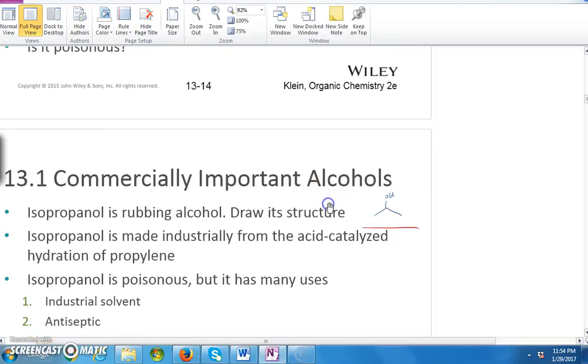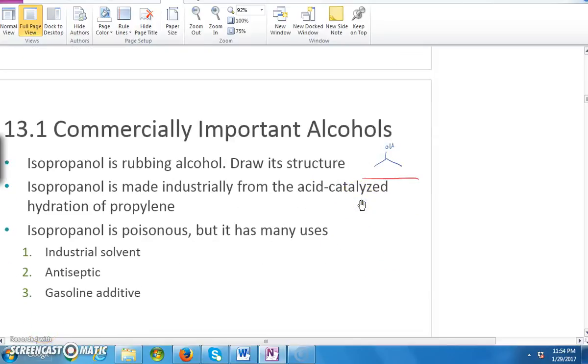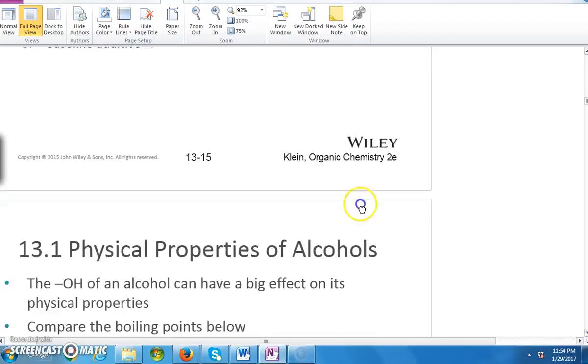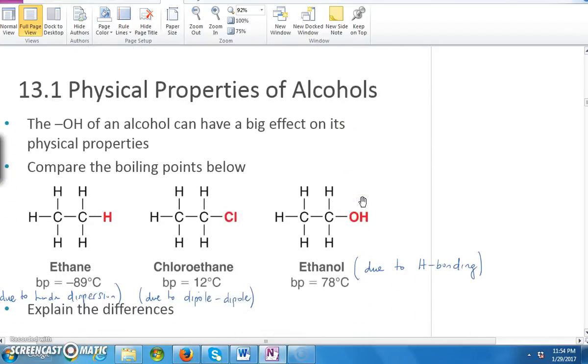So these are some of the things you need to know about different alcohols. Isopropanol is a gasoline additive. So, things you need to know. Anyways, let's talk about the physical properties of alcohols.